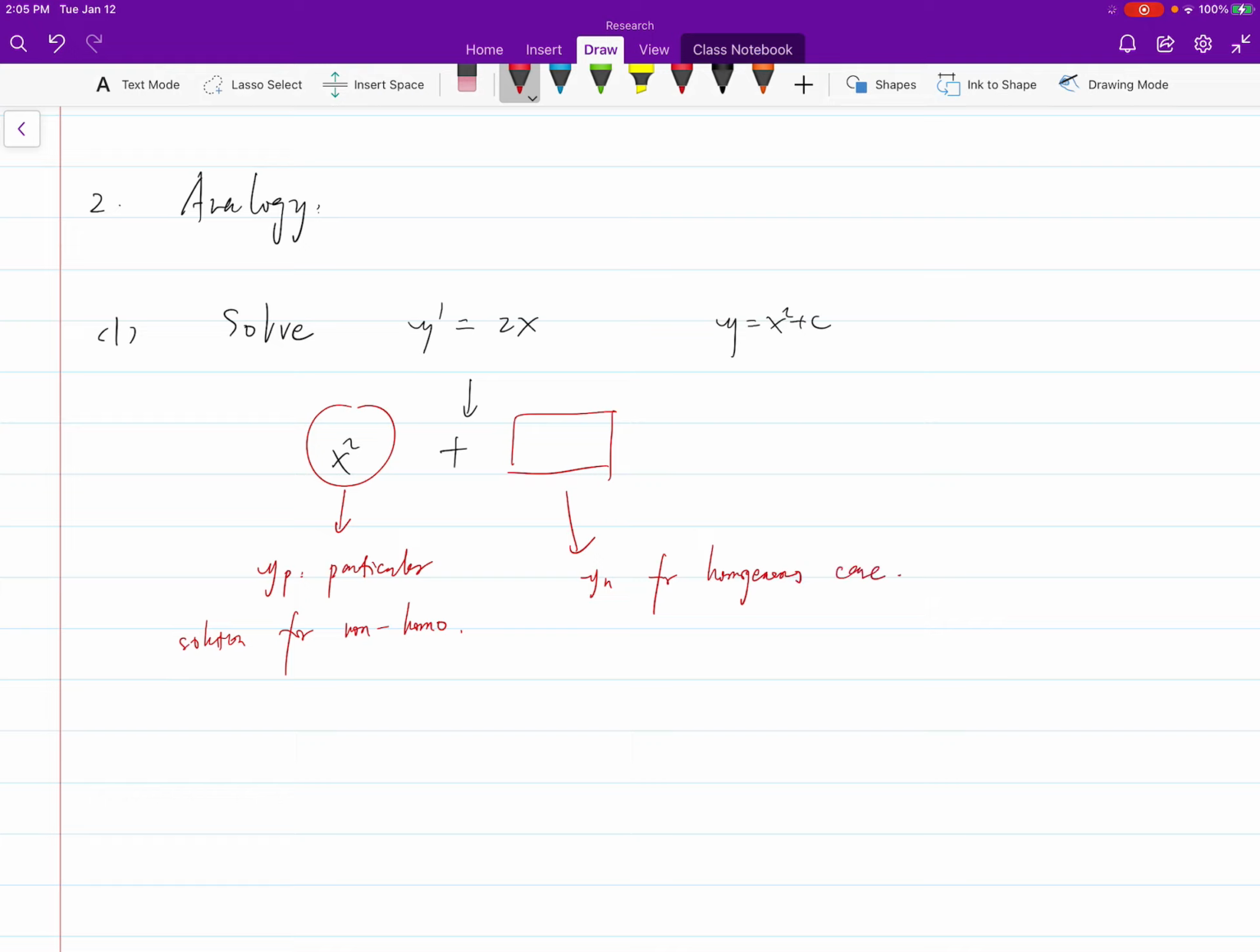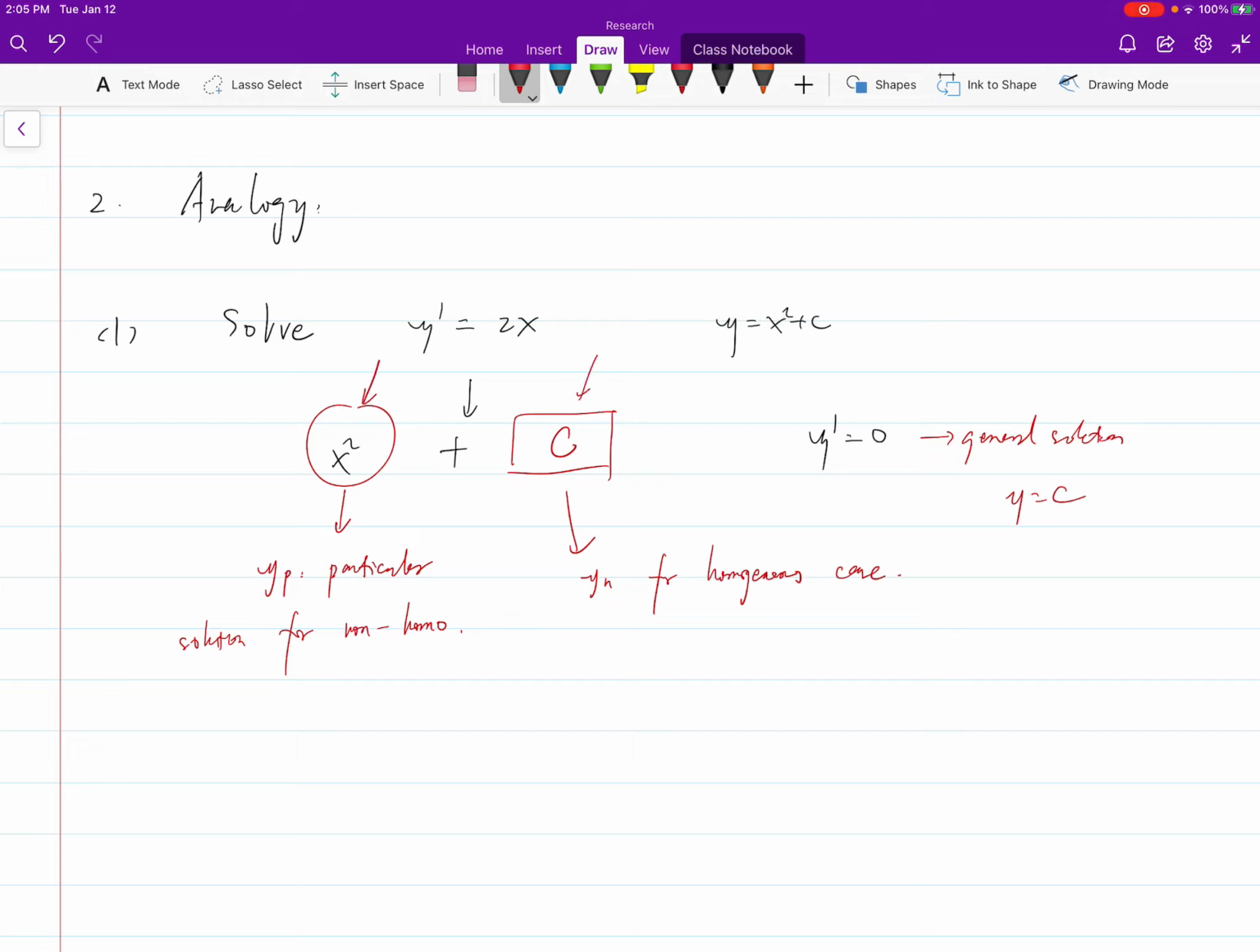What is a homogeneous case? That is going to be the part such that y prime equals 0, right? You have 2x here, but I have 0 here. What's the solution for that? That's every single constant, y equals c. So the general solution of this one is c, which you put here.